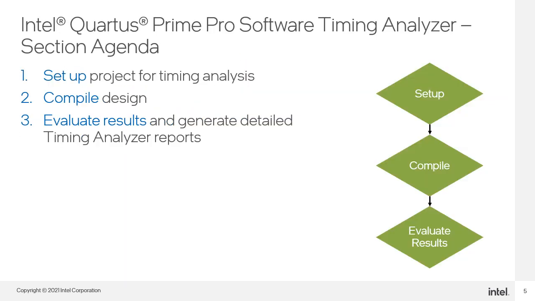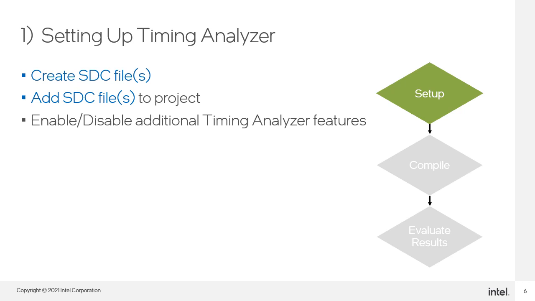Using Timing Analyzer is essentially a three-step process. Set up a project for timing analysis, compile your design in Quartus where your timing constraints are used, and then evaluate the results. Setting up Timing Analyzer involves making SDC files and adding them to the project. There are additional timing analysis features that you can enable to facilitate its use.